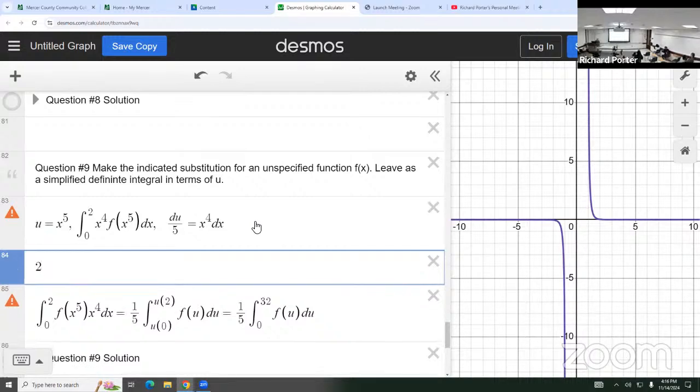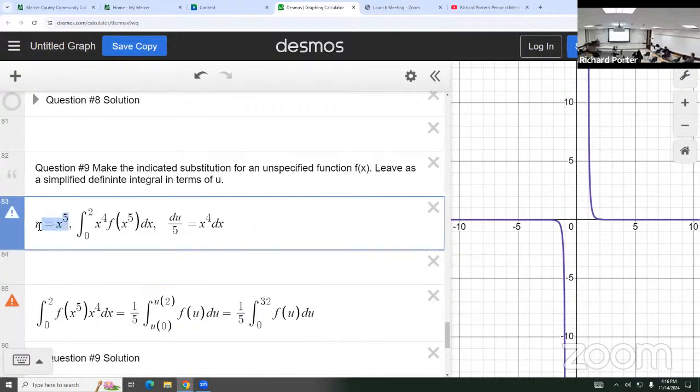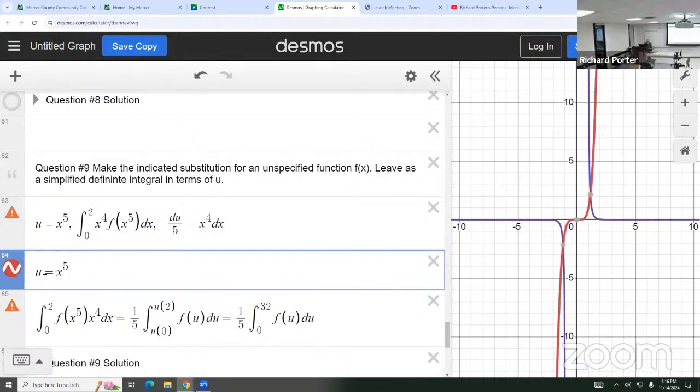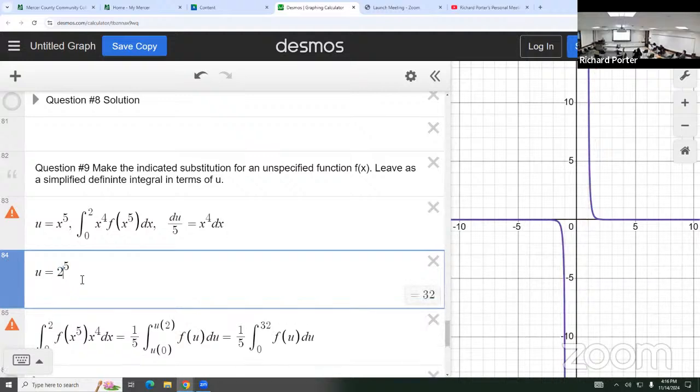But you don't even have to do it. You know what? You don't have to. Just do this right here. Copy this down. And if you want u of 2, you just plug the 2 in there. There it is, 32.